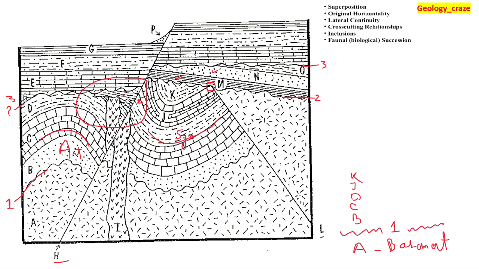Then after the deposition of BCD, JK, faulting took place. Usually folding will also happen with this, but folding took place and faulting also. Okay, which faulting took place? This faulting took place.